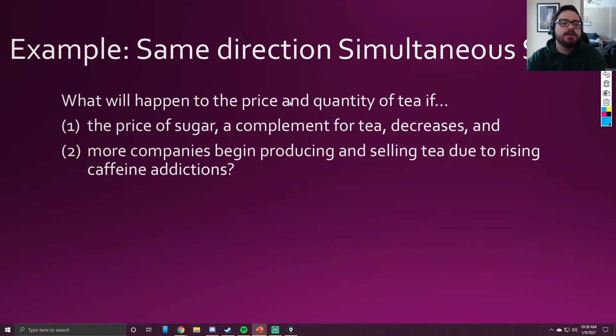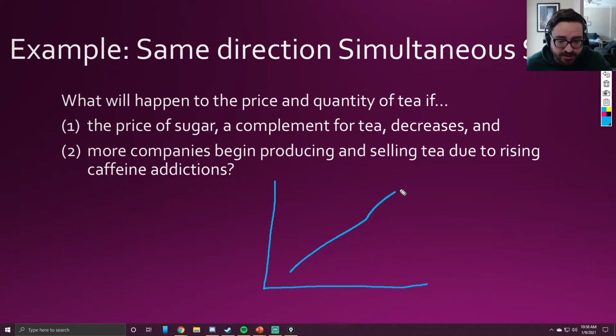So, example. This is what I mean by they have to have 2 scenarios given. What happens to the price and quantity of tea if the price of sugar, a complement for tea, decreases and more companies begin producing and selling tea due to rising caffeine addiction? So what happens on that graph? There are 2 scenarios. We're going to see one supply change and a demand change. Draw it and then see what happens to price and quantity. Remember that something has to be indeterminate here.